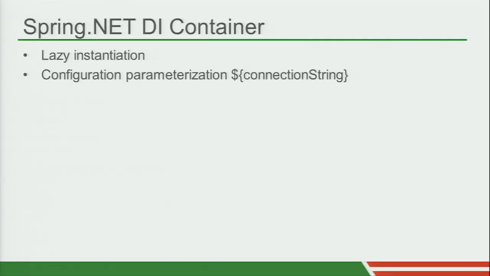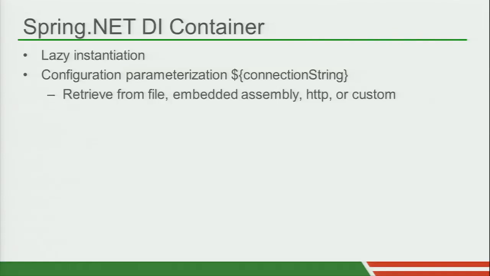We also have parameterization of configuration data. The most common one of these, obviously, is to substitute database connection strings for objects that need them. But this can really be used anywhere. And so this parameter substitution in the configuration is supported natively by Spring.NET.